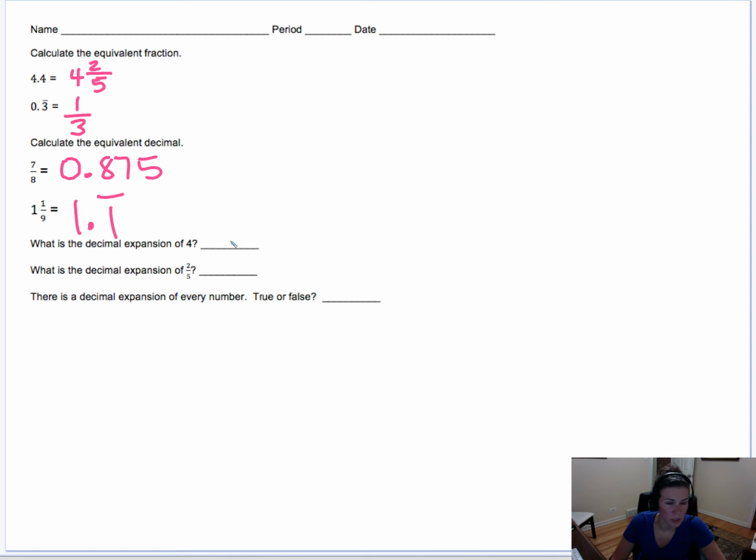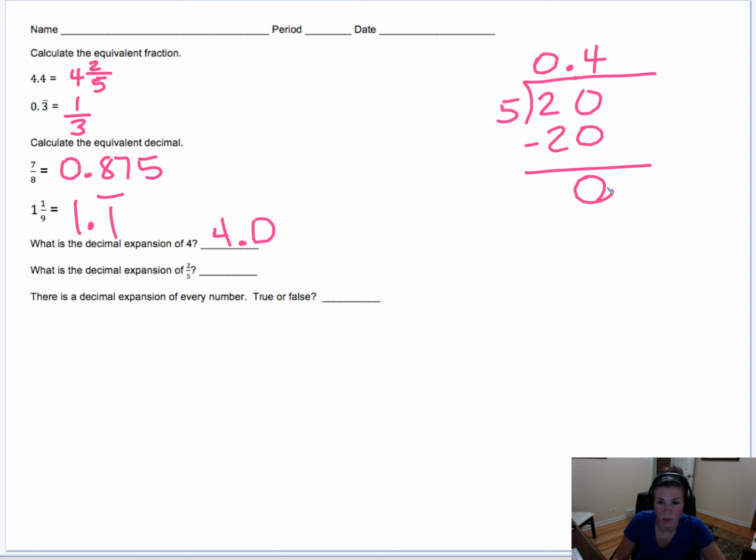Then we've got, what's the decimal expansion of 4? Well, remember that would just be writing it as a decimal, so 4.0. The decimal expansion of 2/5, we'll need to convert that by doing 2 divided by 5. How many times does 5 go into 2? It doesn't, so I add a 0 and a decimal point. How many times does 5 go into 20? That would be 4 times. 4 times 5 would be 20. And when I subtract this, I get 0, so it's terminating, and it's simply 0.4.